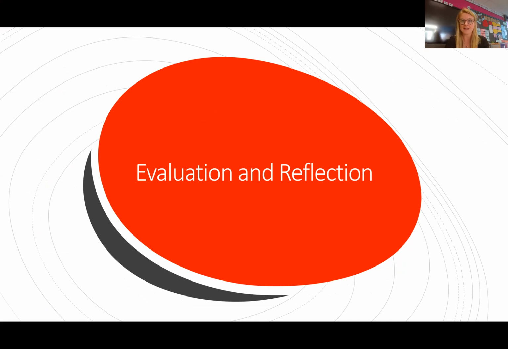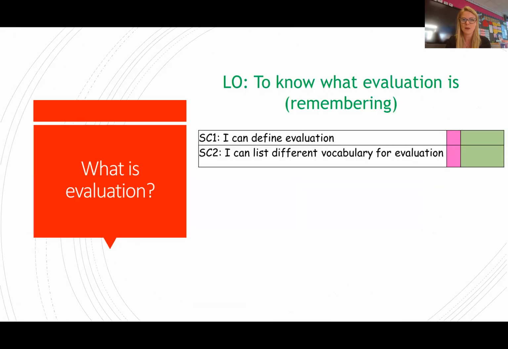So the first thing we are going to do is today we're going to focus on evaluation. So we're going to ignore reflection for today. We're just going to think about what evaluation means. We're going to use our know, show, grow to help us. So today we're going to learn to know what evaluation is. So by the end of it, we should be able to remember what that is.